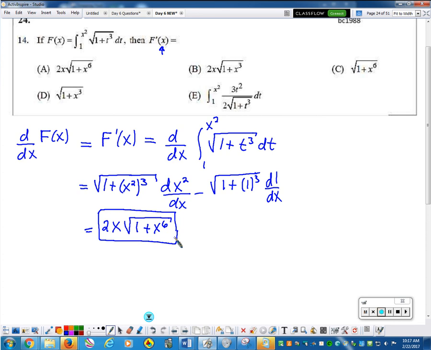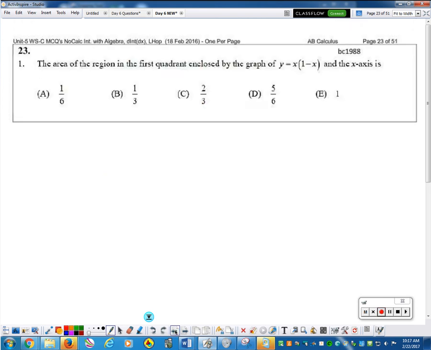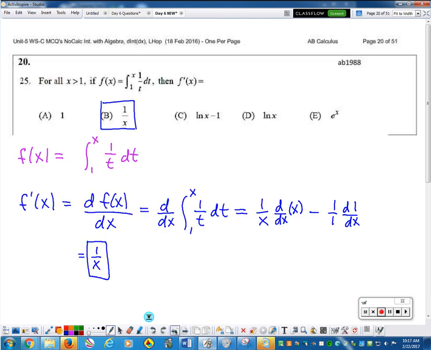Going back to question 20, if you were to switch it and say instead of 1 over x, it was 1 over t, or t over 2, with the x still switched to t? Yeah, you're just always taking the integrand and plugging in the upper limit.